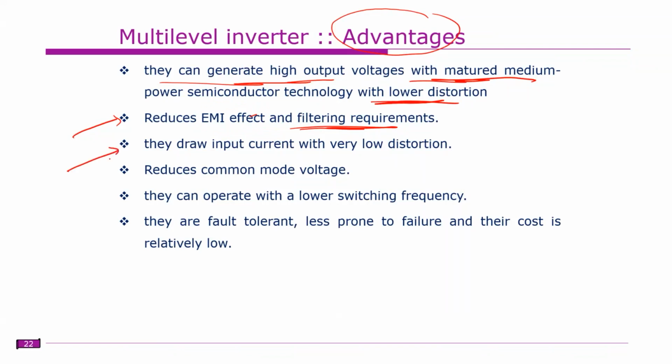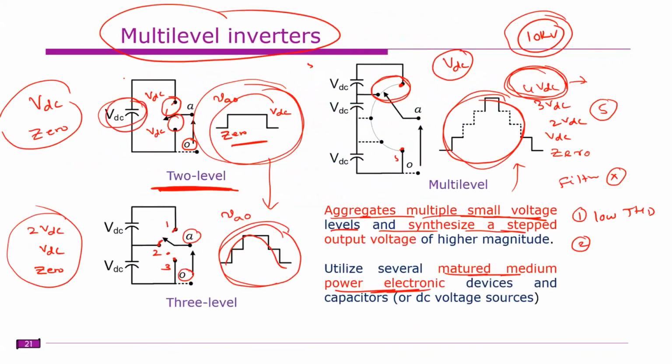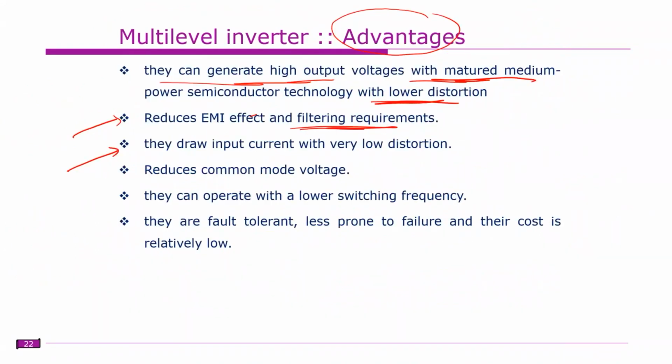And they draw the input current with very low distortion. This waveform is drawing a sinusoidal current. If this is connected to the input, this DC voltage is further obtained from an AC source, so first AC to DC conversion takes place in a front-end converter. That front-end converter is also a multi-level inverter. In that case, they draw input current with lower distortion, and it reduces the common mode voltage, the voltage which is common to all phases. What is common mode voltage, how to reduce it, and what are its disadvantages, especially in the case of machines, we will discuss in later classes.